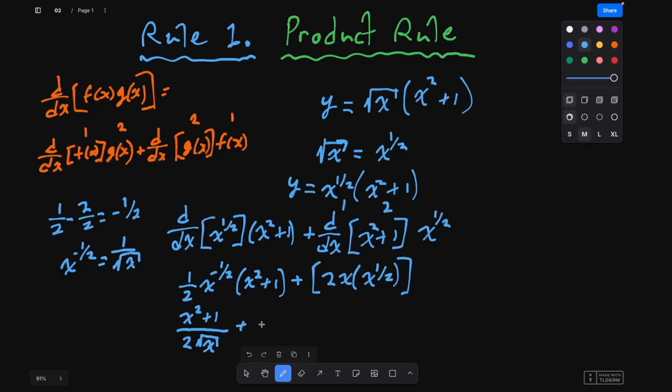And then we have plus, this is a lot simpler. We're just going to rewrite this x to the 1 half as the square root of x and get 2x square root of x. And that's our final answer.